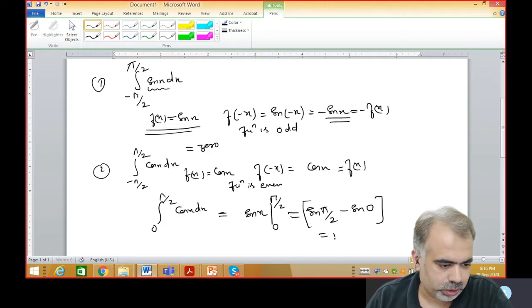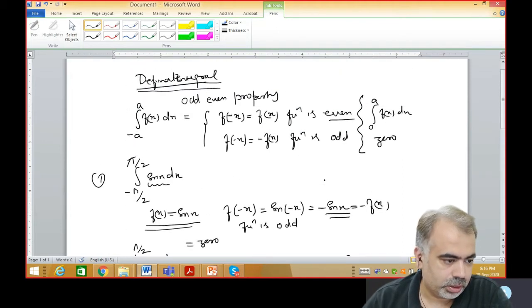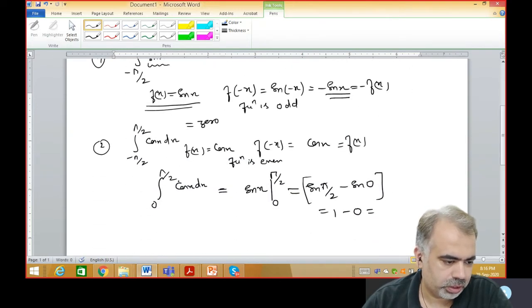Sine pi by 2 is what? Sine pi by 2 is 1, sine 0 is 0. So your answer would be 1. One thing I missed here: it is twice, also, you have to put. So for an even function we have to take the twice also. So I took twice here, twice here and twice here. So your answer would be 2.